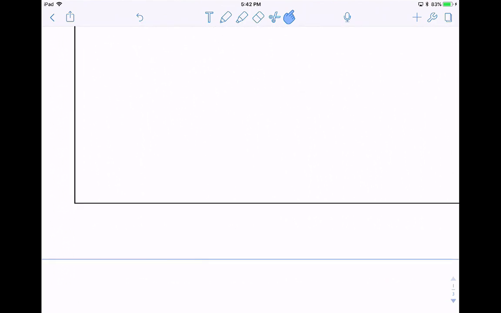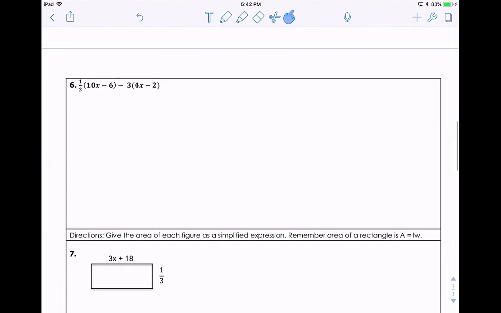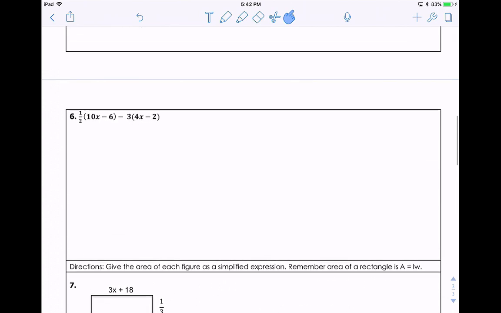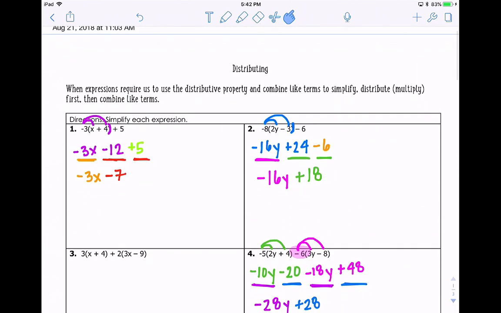All right, so these other examples, we're actually going to go over them in class. If you want to go ahead and start on those and give it a shot, then we will go over the answers in class.